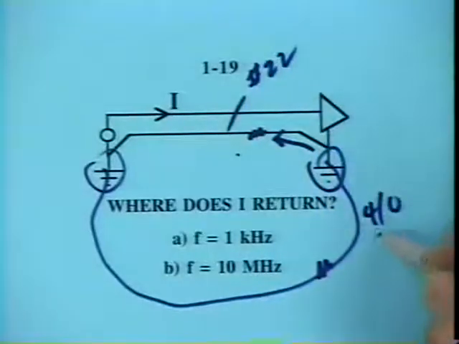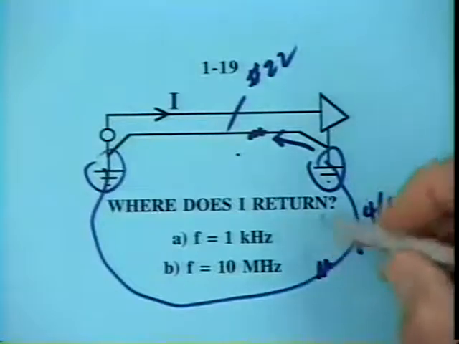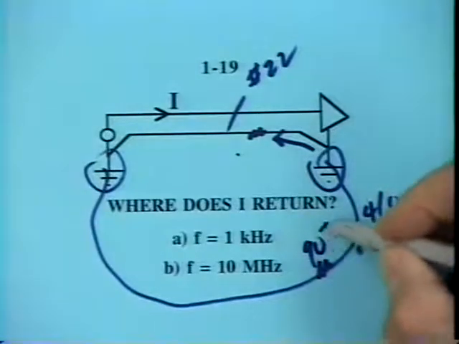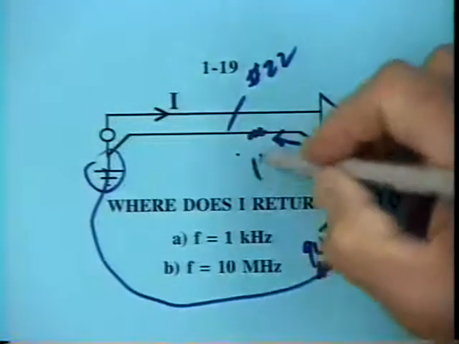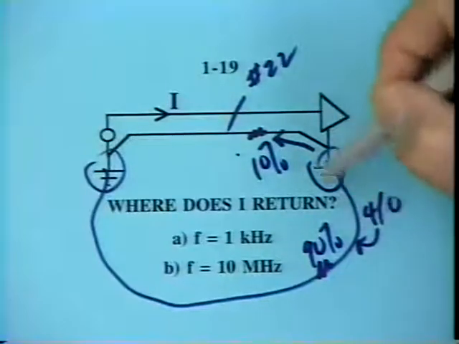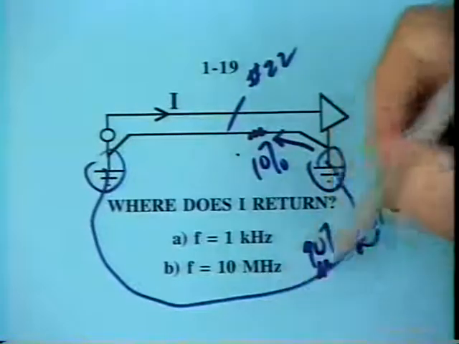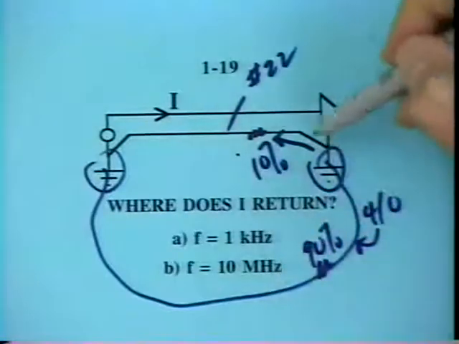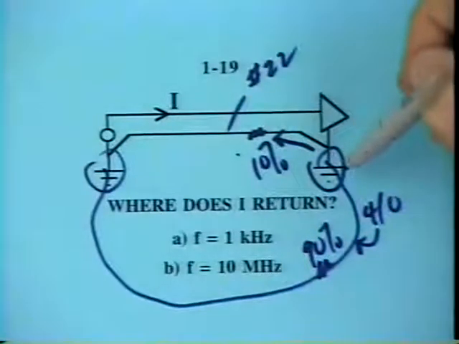Let's say this is the 4-aught conductor here. Well, then what are we going to have? We're going to have 90% or more of the current there, and only 10% of the current coming back there. It's just a matter of resistance. And in this case, the grounding path could have much lower resistance than the intended signal path, and now we're in a lot of trouble.